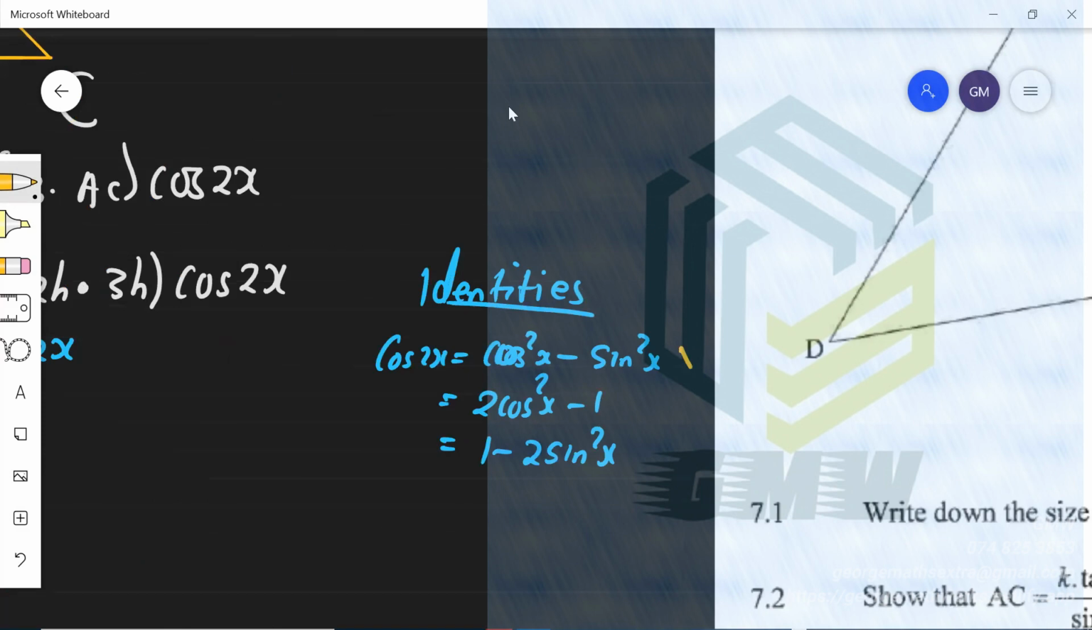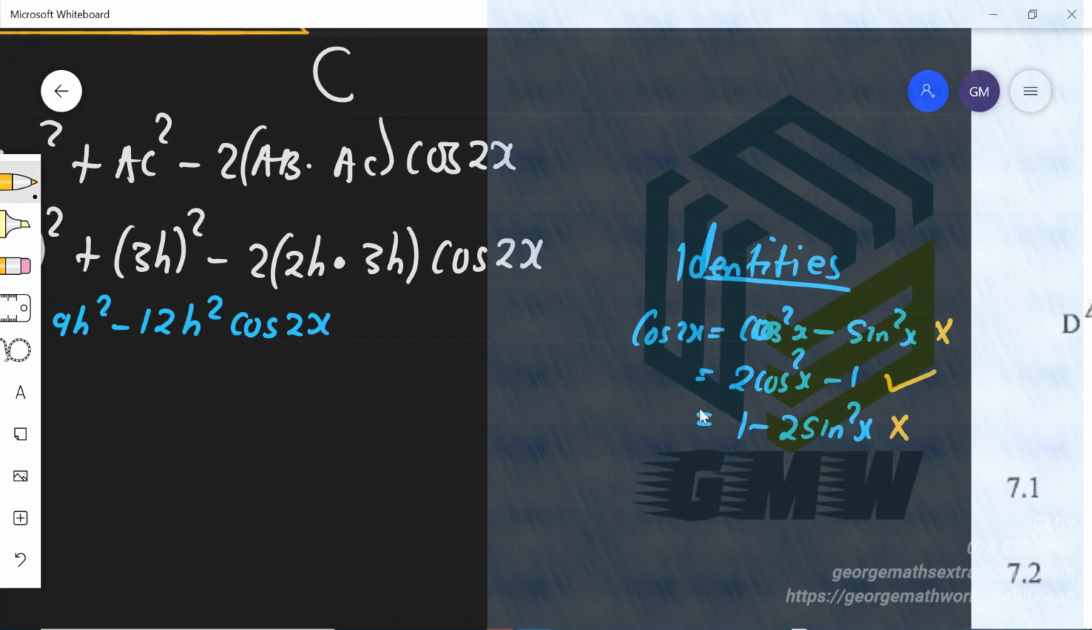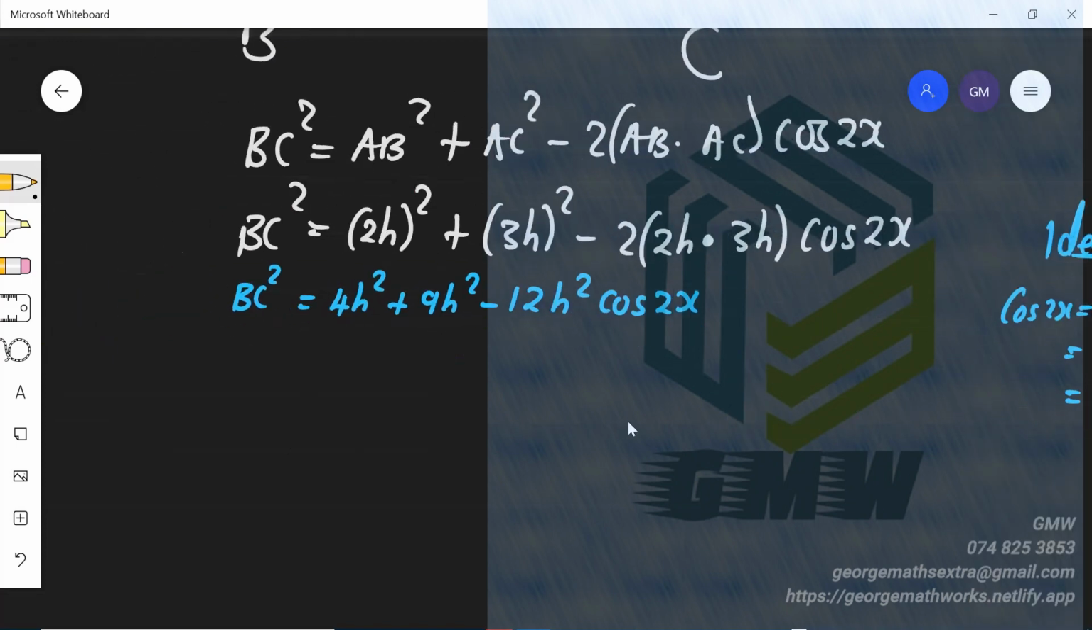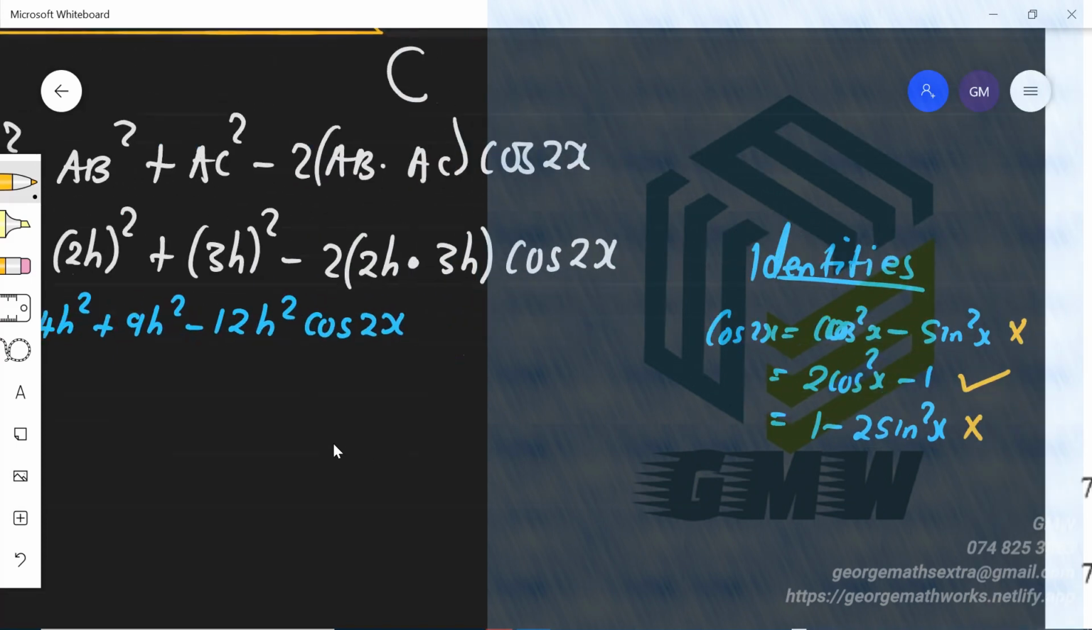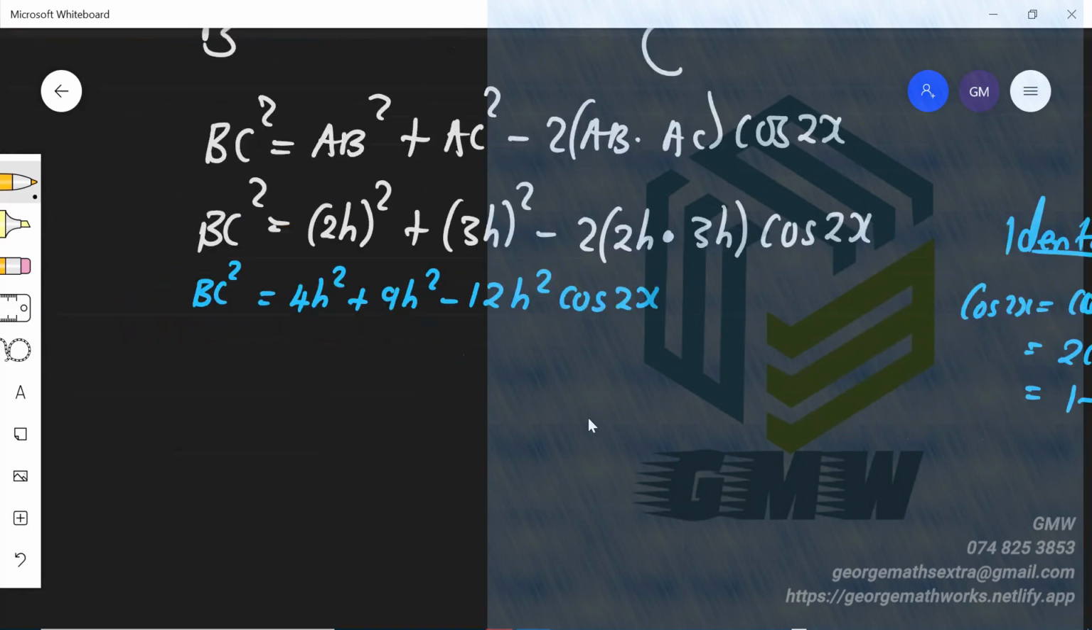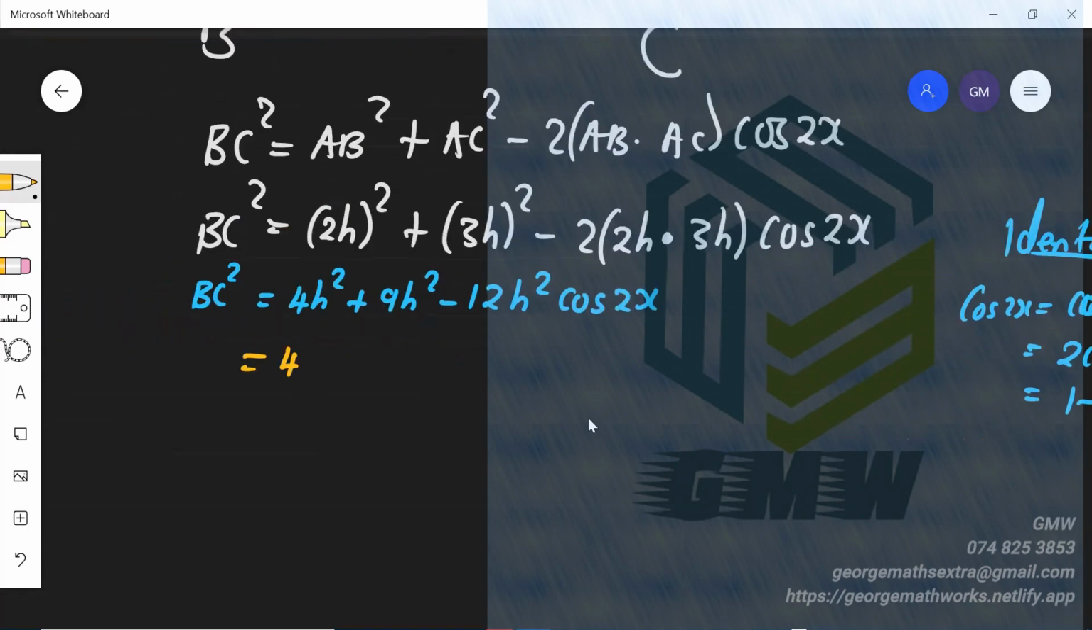Yes. So this one is out and this one is out. I choose this one, which is cos. Do you follow? Yes, sir. So it means that my answer reduces to 4h squared plus 9h squared, which is 13h squared, then minus 12h squared here.